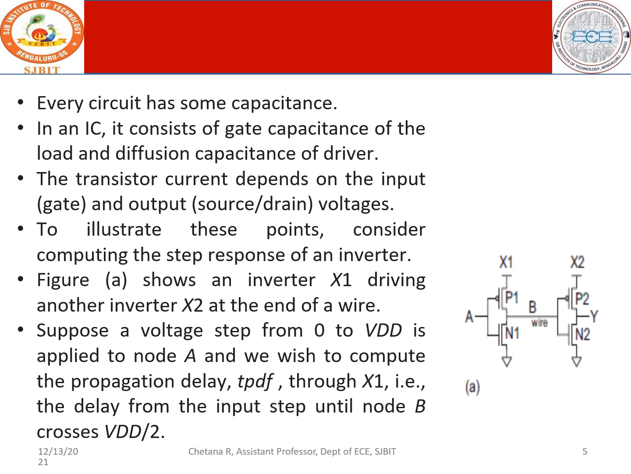So here at node A, we are in the rising edge. Rising edge is 0 to VDD. Still we are in 0. So when it is applied, we wish to compute the propagation delay through x1. That is, what is the delay from the input step until the node B. So we need to find out what is the delay at node B, till it crosses VDD by 2. So this is our understanding, and how do we proceed further? We will look into the next slide.